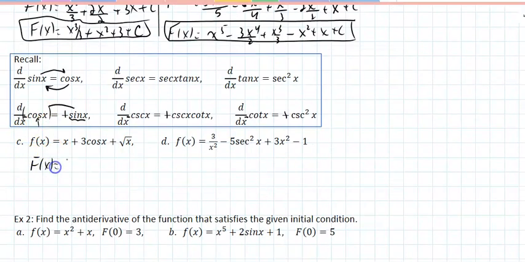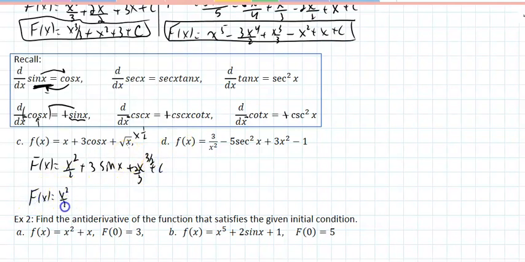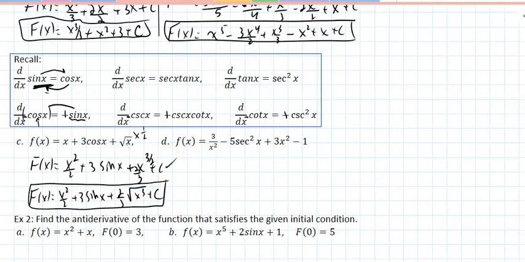Capital F of x would be add 1 to the power, divide by that. What do you take a derivative of to get cosine? You take a derivative of sine to get cosine. And I'm going to write this as x to the 1/2. Add 1 to the power. 1/2 plus 1 is 3/2. Divide by that. Plus c. So what I took a derivative of must have been x squared over 2 plus 3 the sine of x plus 2/3 the square root of x cubed plus c. Of course, you could leave your answer like that. That is the same thing.